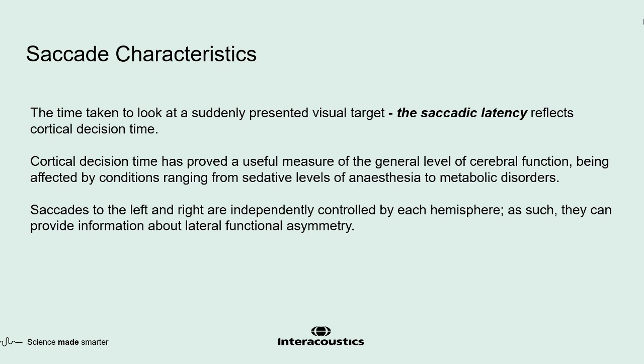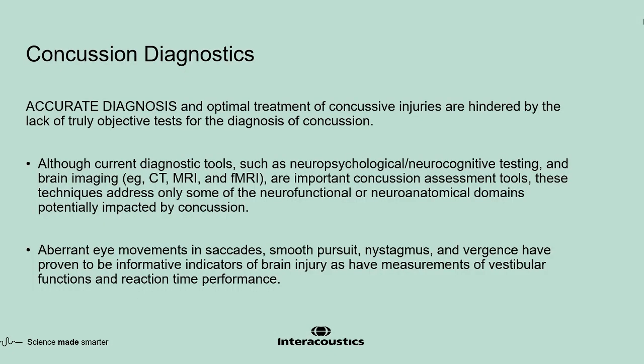There's lovely research that demonstrates that people that have taken subconcussive head trauma show immediate changes in latency, with latencies becoming longer. Now, saccades to the left and right are independently controlled by each hemisphere. And as a result, saccadometry, looking at latency, can provide information about lateral functional asymmetry. So when you start looking at traumatic brain injury and concussion, accurate diagnosis and thus optimal treatment of concussive injuries has historically been hindered by the lack of truly objective tests for the diagnosis of concussion.